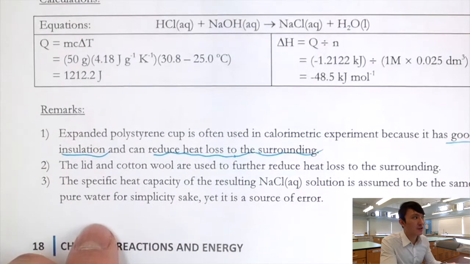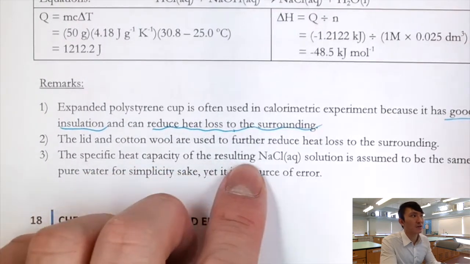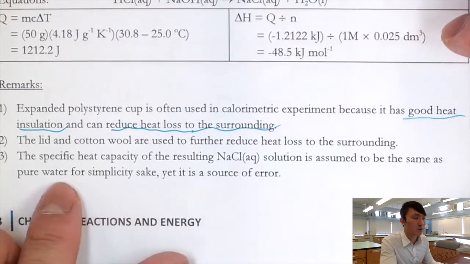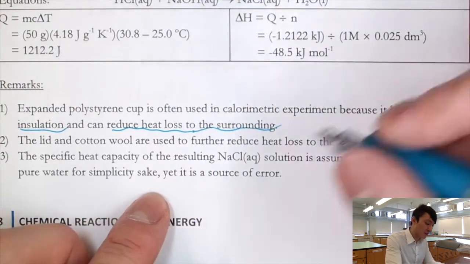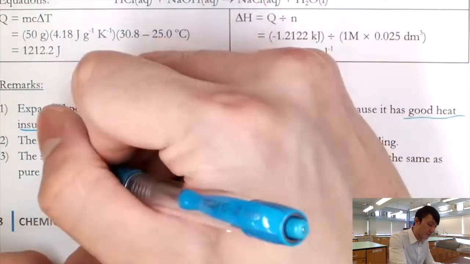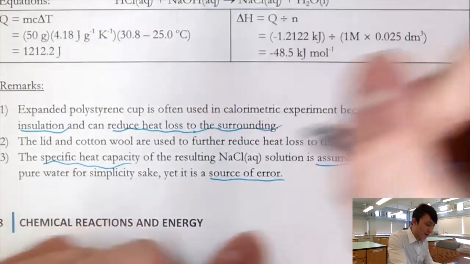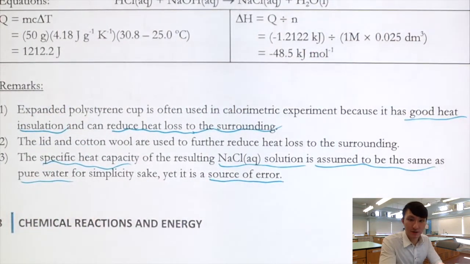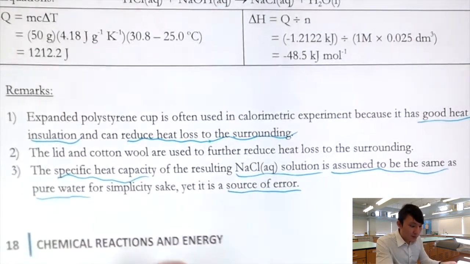So here the specific heat capacity of the resulting sodium chloride solution is assumed to be the same as pure water for simplicity's sake. But you can tell it is a source of error. So bear in mind all of these experimental considerations. Now, next page here.